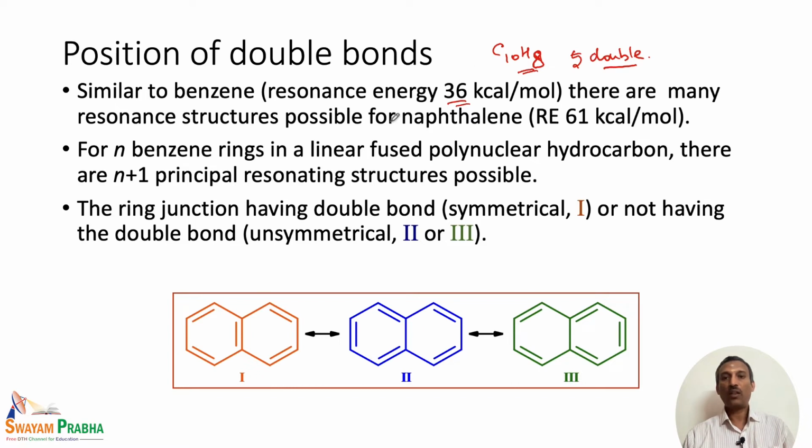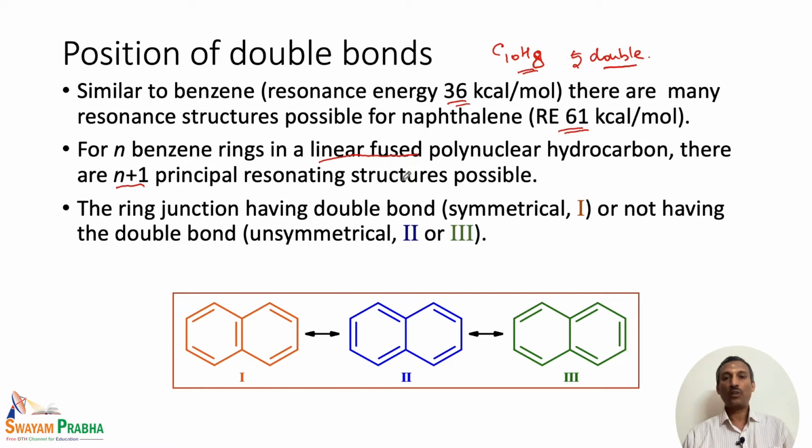When we look at naphthalene, it has a much higher resonance energy, 61 kilocalories per mole for both the rings. There is a simple formula: if n benzene rings are fused in a linear fashion, in a polynuclear hydrocarbon, then n plus 1 principal resonating structures are possible. So, this is a simple rule.